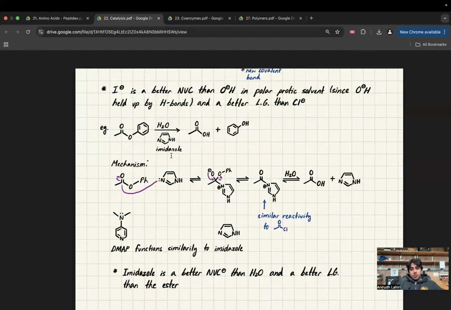Okay, this is an example of catalysis. It's kind of similar to the reactivity of an acyl chloride. We're using something called DMAP, which also functions similarly to imidazole. The overall idea is that imidazole is this molecule. It's a better nucleophile than H2O and a better leaving group than the ester.